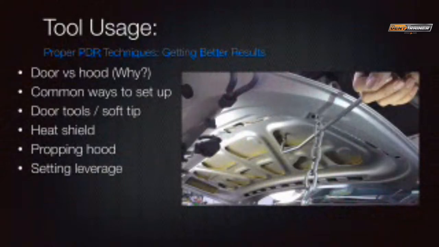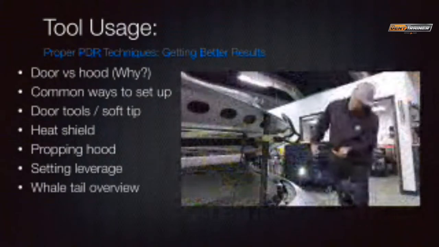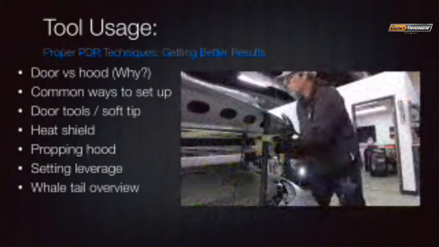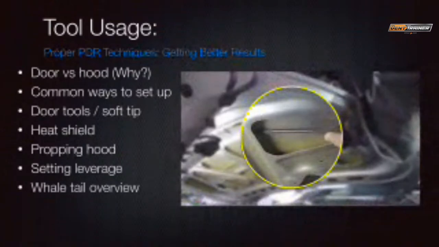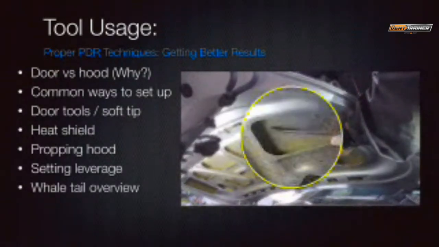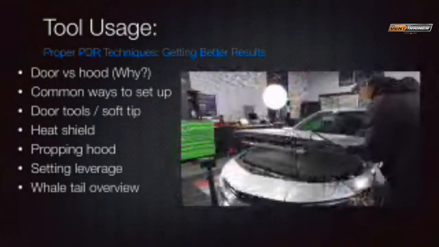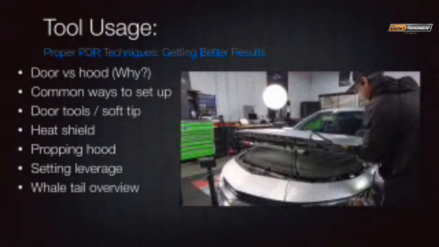Let's do this. Okay. Last, the whale tail overview. All right. So the whale tail is generally designed to go between the bracing, as you can see right here. It slips right there between that glue, and then you can push through the glue. Again, slipping it back, pushing it through the glue, and then you can twist or push through the glue and go further in to where your dent's at between that brace. Very versatile whale tail indeed, like on a hood, roofs, trunks, anything that's got a brace in there, that's where you're going to use that tool.